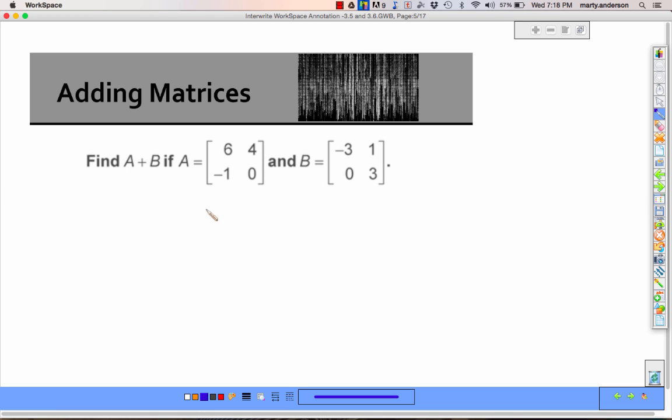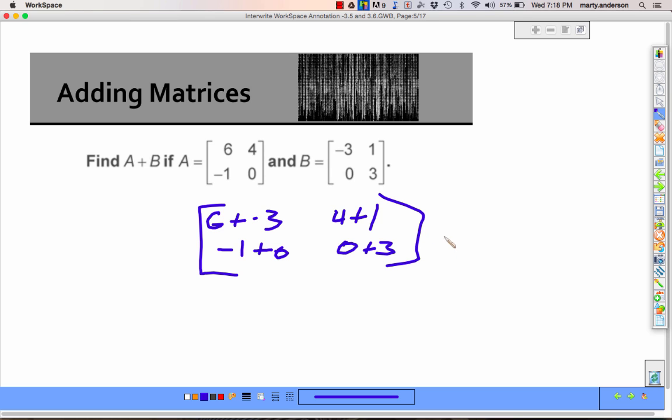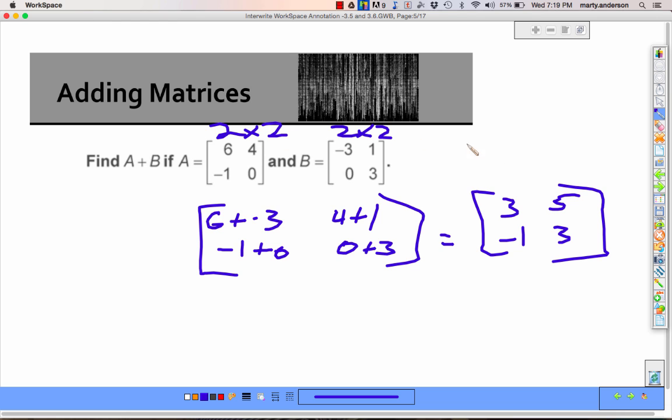If we were going to add these two, I would take first row, first column, 6 plus negative 3, 4 plus 1, negative 1 plus 0, and 0 plus 3. Most of you will not even need to write this little part down because you know that 6 and negative 3 is 3, and 4 and 1 is 5, and negative 1 and 0 is negative 1, and 0 and 3 is 3. Again, a 2 by 2 plus a 2 by 2 equals a 2 by 2.